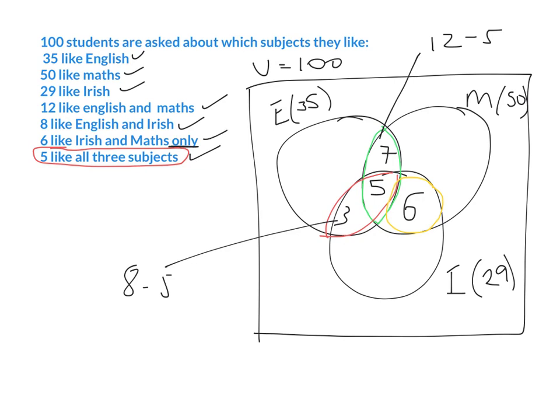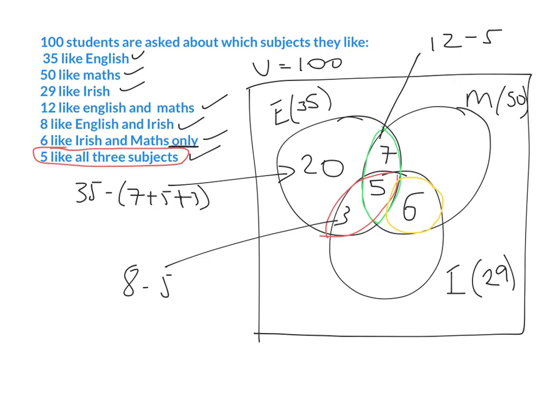At this point, we need to use what we have out in our brackets beside English, maths and Irish. So to fill out the rest of the English circle, we need to say, okay, 35 people said they like English. We've already filled in a certain amount. So we filled in the 7, the 5 and the 3. So we have to do 35 minus the 7, 5 and 3. And that's going to give us 20. And just to double check, you can obviously add those up together as well.